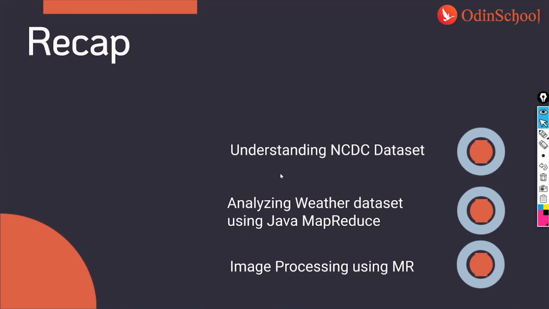Let us have a quick recap of what we have seen in module 5. We tried to understand the NCDC dataset structure. We analyzed a weather dataset using Java MapReduce. We saw image processing using MapReduce. We performed one problem statement, discarding the duplicate images, and we have solved the same using Java MapReduce.